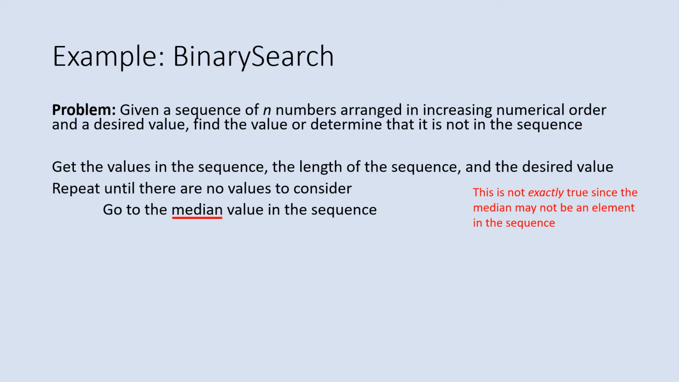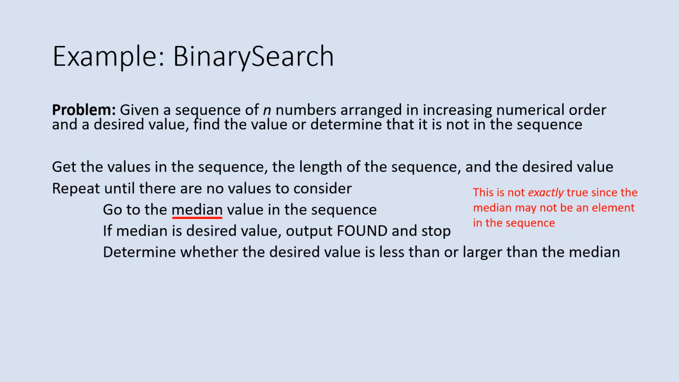But we go to the middle of the sequence, and if that is the number we were looking for, the desired value, then we're going to output found, we found it, and we stop, we're done. The algorithm would terminate at this point.